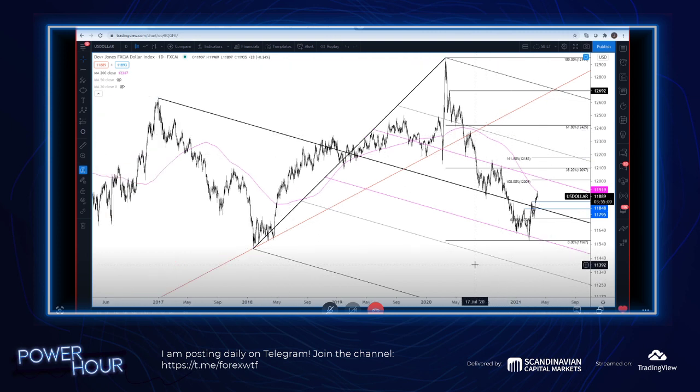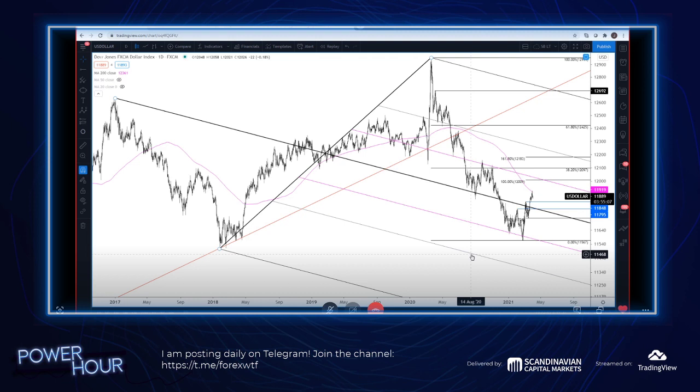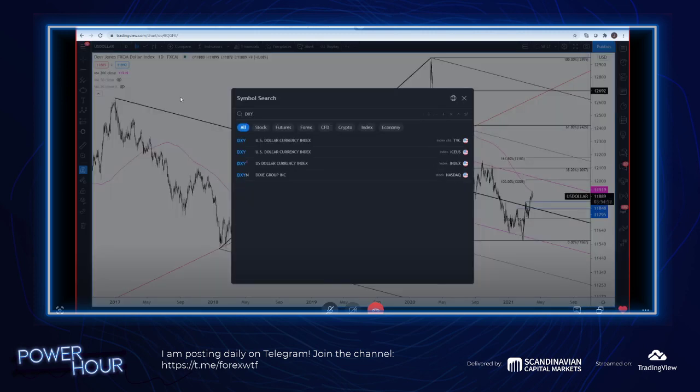So it's almost like a train, each stop, each station, and you try to make your decision whether you're going to get on the train or off the train, and so on and so forth. So there we are with the US dollar. All right, let's check out DXY.